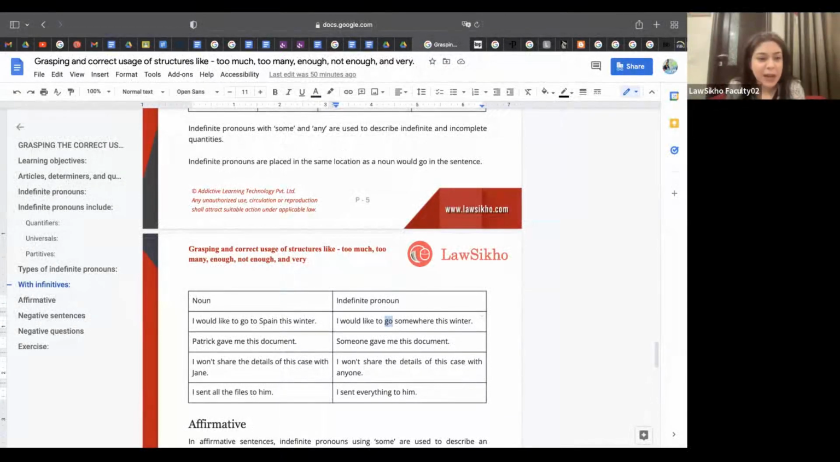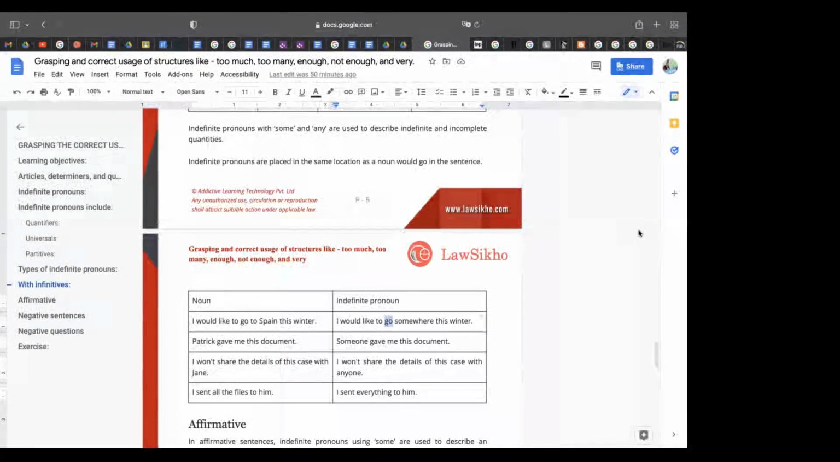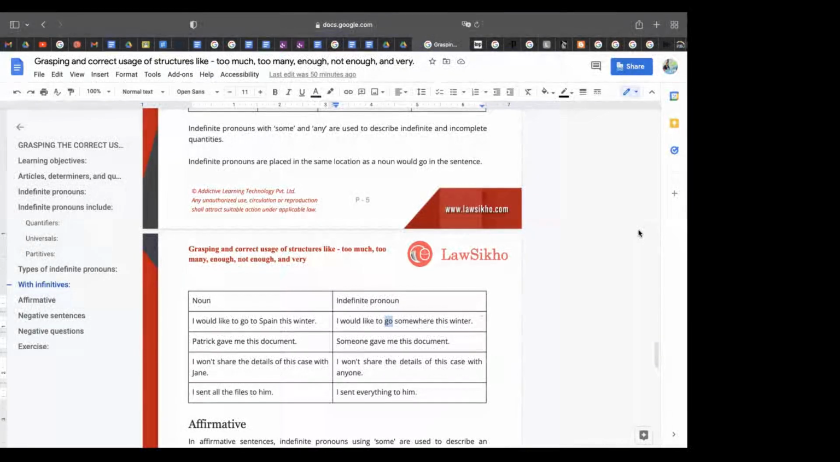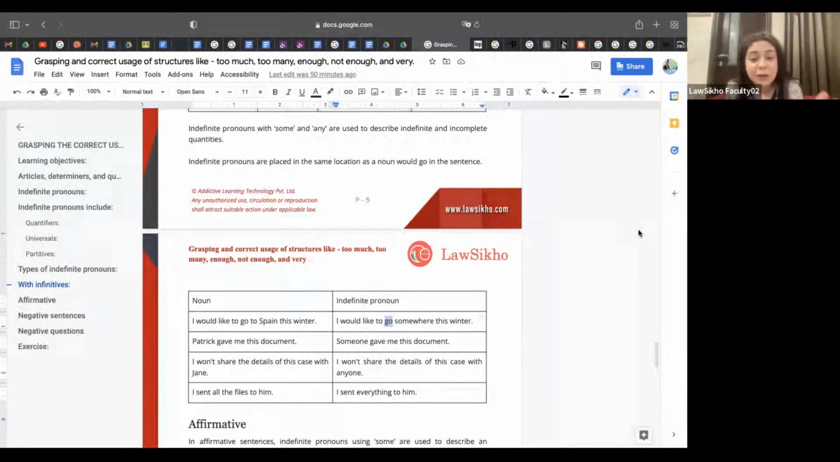Okay. Anyone else? Questions, doubts? I'm going to assume. Can you say I sent every files to him? No, you can't. That's what I just explained. You can't. Every file, but then that every file is two different words. It's not compound.